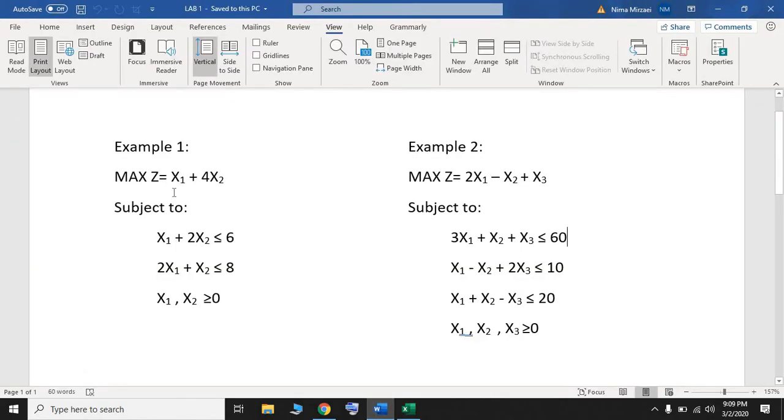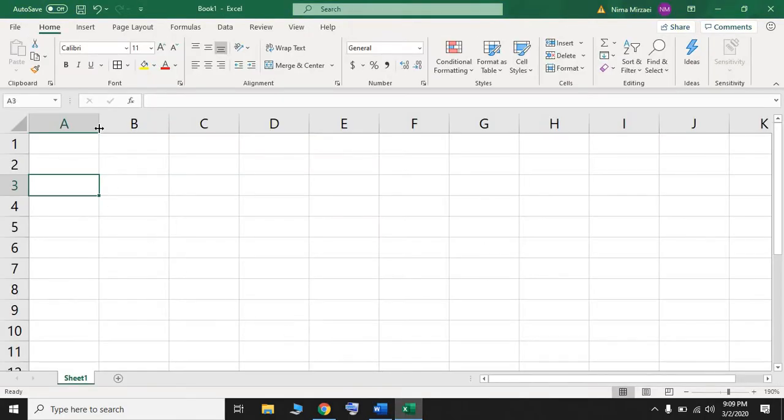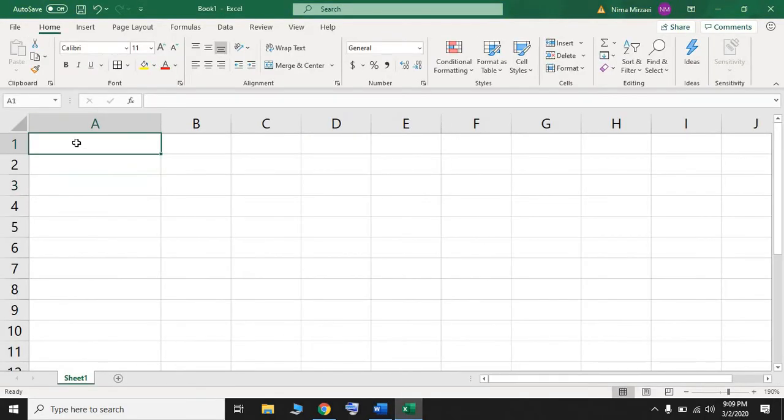As you see in the example file, example 1, we have a maximization problem with two decision variables and two different constraints. First, we have to enter the information about the decision variables, objective function, and the constraints, and then we can use Excel Solver to find the optimal solution. Okay, so first we have to enter the information related to the decision variables.